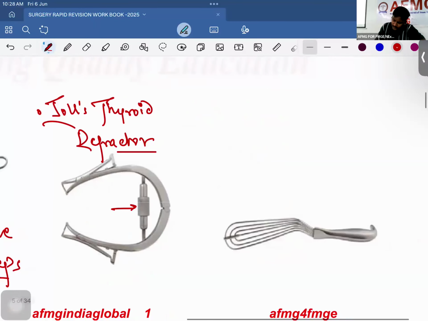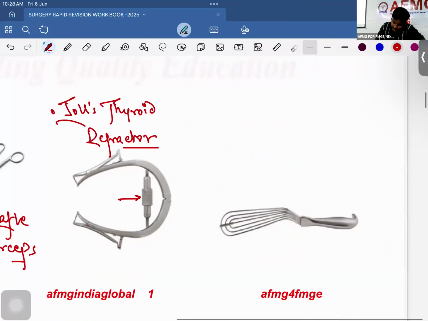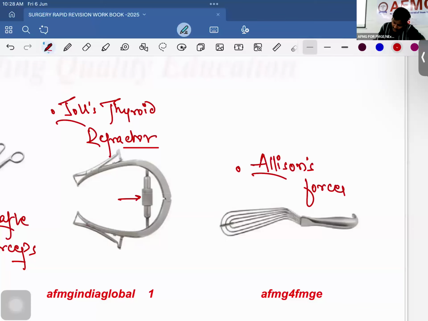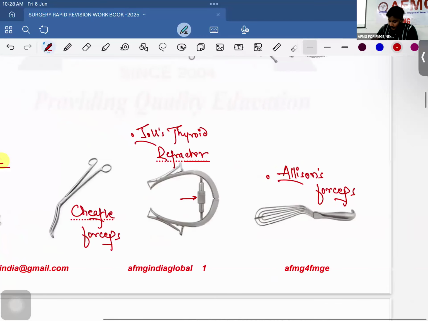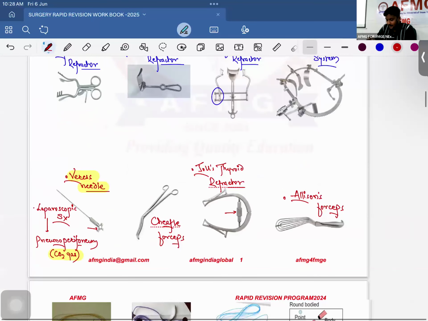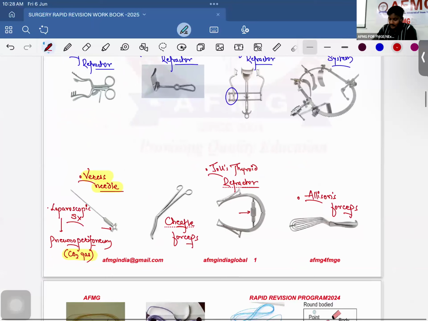And the last one is Allis forceps, beta. We know that the forceps which are there are definitely used for holding or retracting the lung, beta. During a cardiac or a cardiothoracic surgery, we retract the lung with the help of these forceps, beta. Hopefully clear to all of you now. So these are the instruments, definitely. Majority of the instruments I've covered.